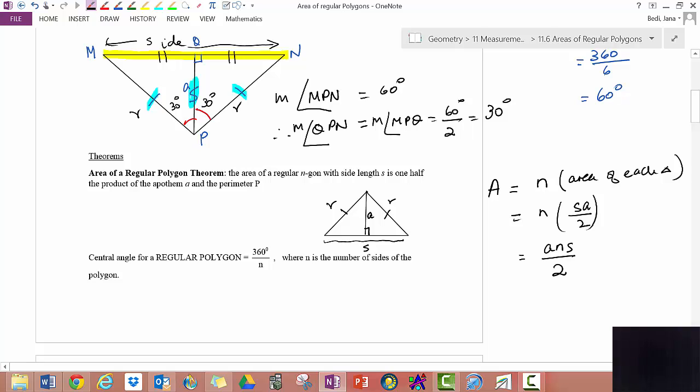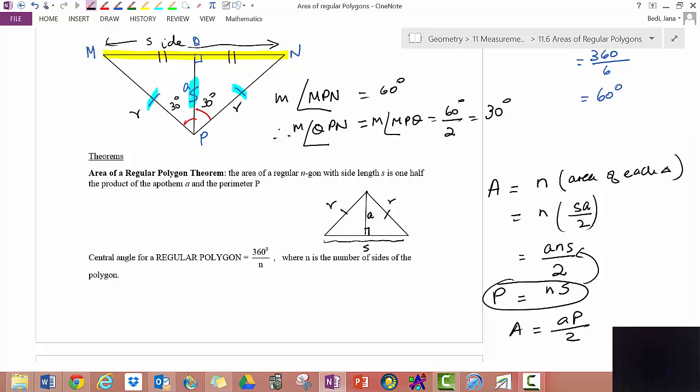What is the perimeter of the polygon? The perimeter of the polygon is number of sides times the length of each side. And if you look at this and look at that, area is also AP over 2. So now you have the formula for finding the area of a regular polygon. And over here, there is just a little reminder on how to find the central angle.